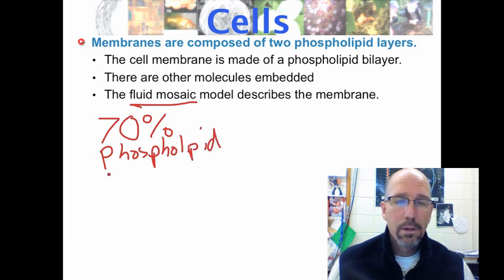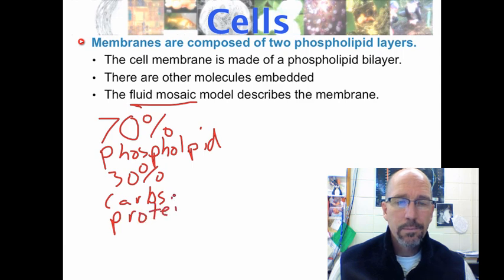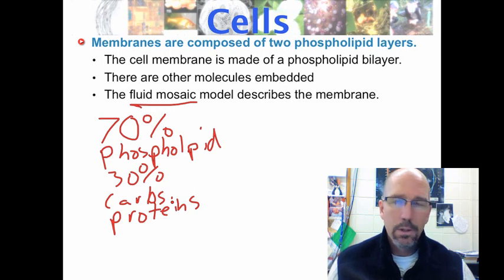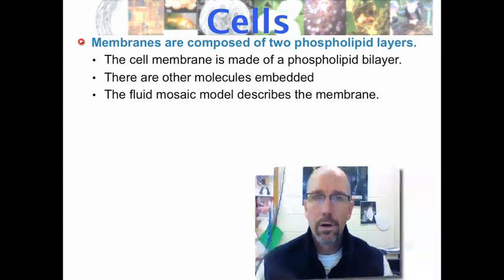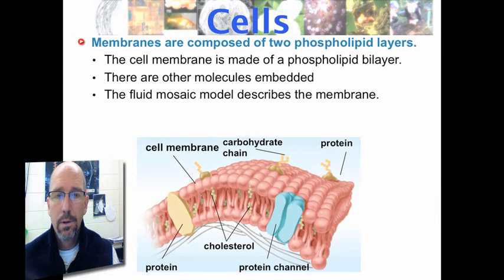70%. And the other 30% are either carbs or proteins. And that varies from cell to cell and what the cell function is. But the majority of the constituents, the parts of a cell membrane, are phospholipid. So here are some of the pieces of the parts that we find in cell membranes.